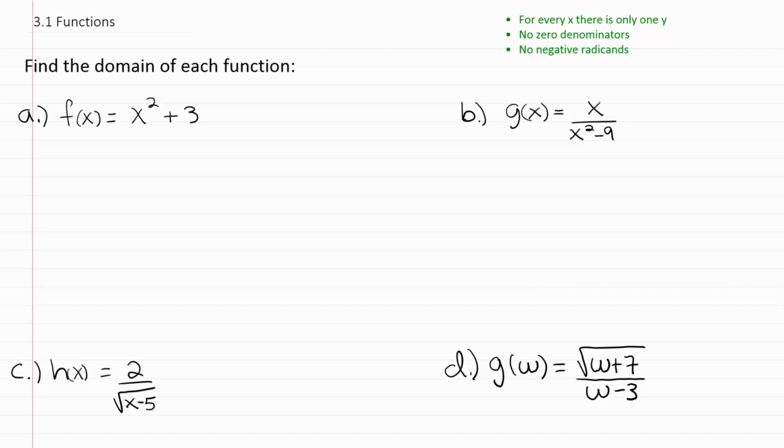Find the domain of each function. All right, so in this set of exercises, we want to basically pay attention to the 2 bullet points here at the end of this list. So the first one says that we do not want zeros in the denominator of fractions.